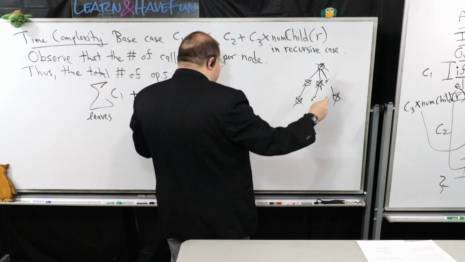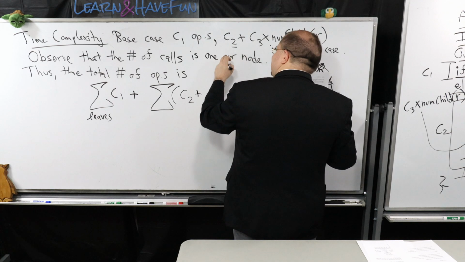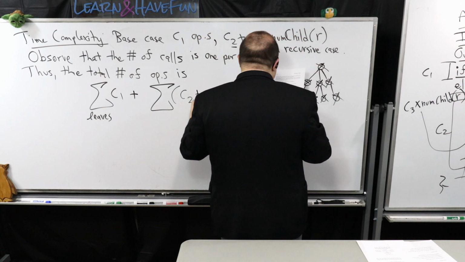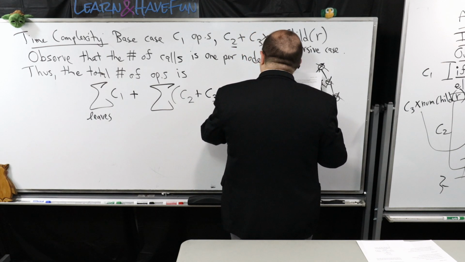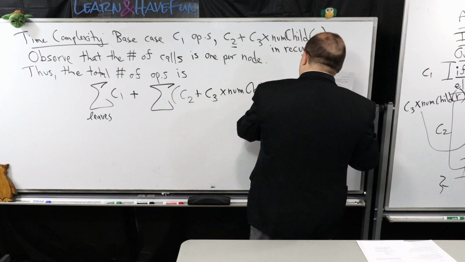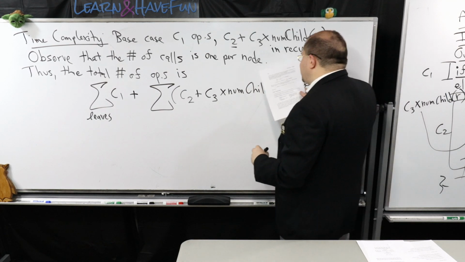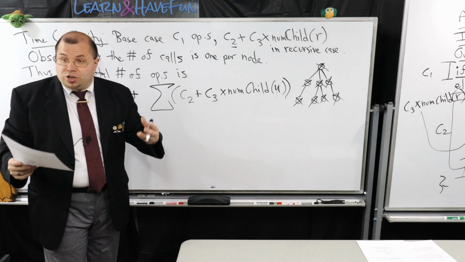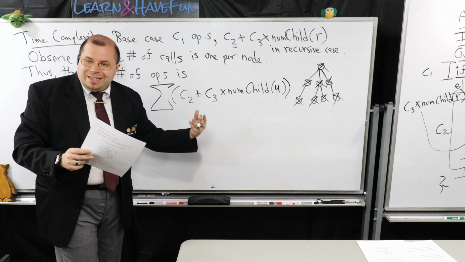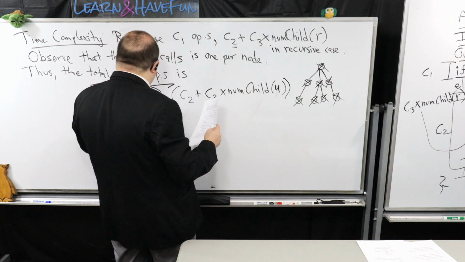That can also account for the if statement up there. So this C2 can have this in there too. So C2 plus C3, and remember we said that this is times the number of children of a given node. Instead of R, just for the sake of simplicity, I'll call it U. And I'm going to do this over all of the internal nodes. Remember, there's only two kinds of nodes in a tree, the internal nodes and the external or leaf nodes. So this is going to be summed over all of the internal nodes.